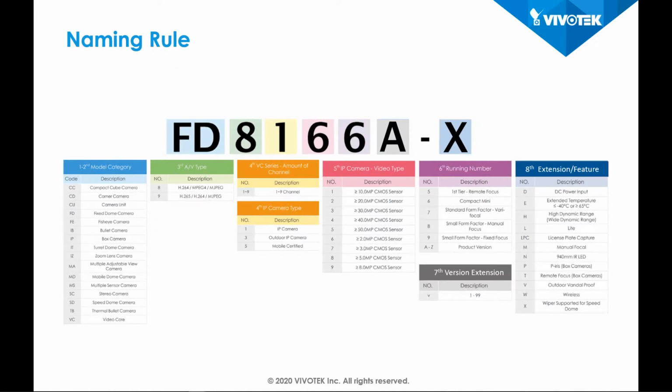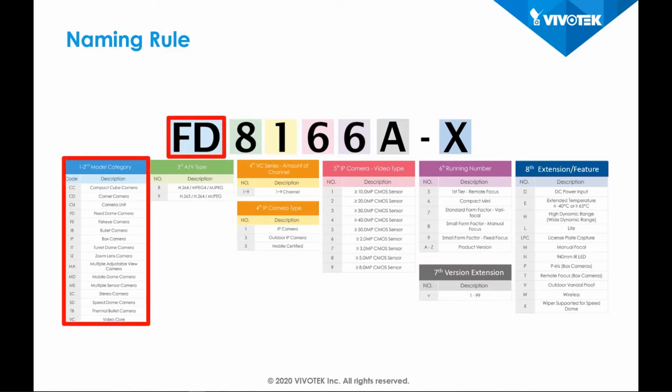You can know certain details about our cameras just by looking at the model number. Let's go over how easy our naming rule is. We'll start off with the first two characters. The first two characters are going to determine the model category. If you see FD, then that is for fixed dome. FE is for fisheye. IB is for bullet camera. And then CC is for compact cube.